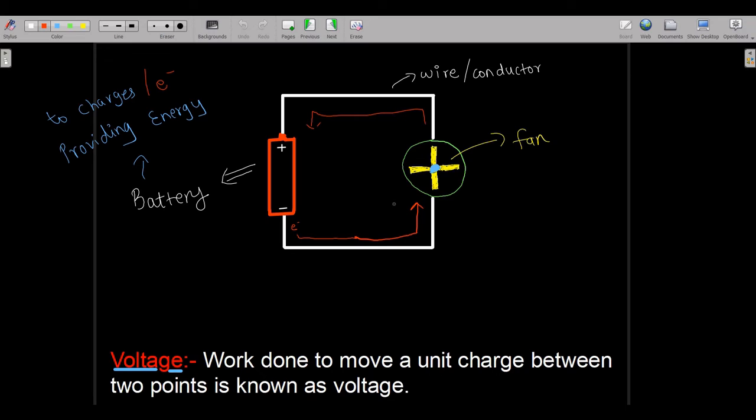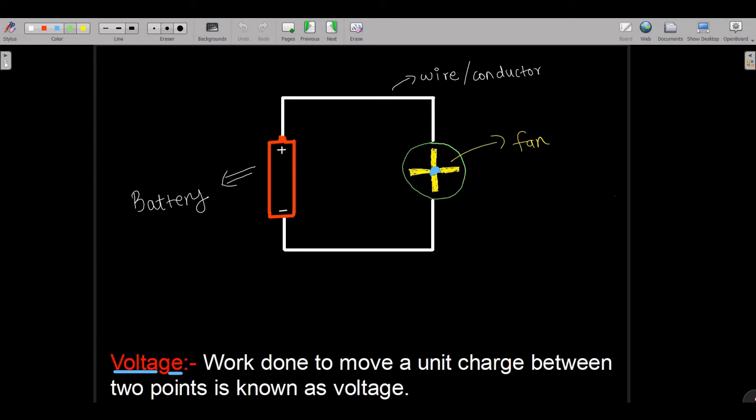But yes, we can relate that example with this one, because we are seeing that the battery has certain energy, and the energy of the battery is converted into the rotational energy of the fan. That means the fan is able to rotate. So we can relate that. Now you understood the concept that by connecting the battery, we are able to rotate the fan.